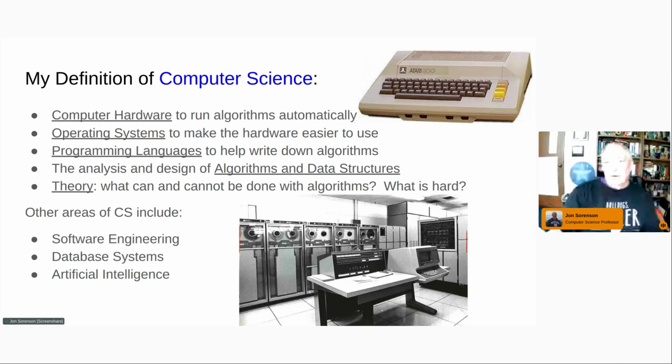Then the next level is, how do we build the algorithms that we're going to run on the computer? So the design and analysis of algorithms and data structures is a major area of computer science. And then finally, you can go meta. What kinds of problems are even solvable on a computer? Are there problems that cannot be solved with an algorithm?